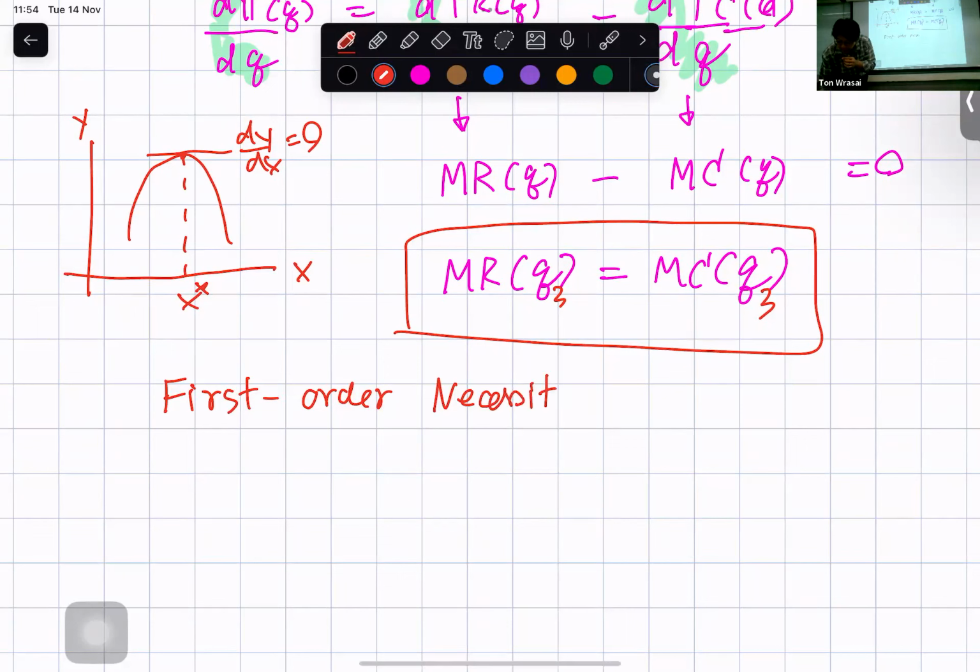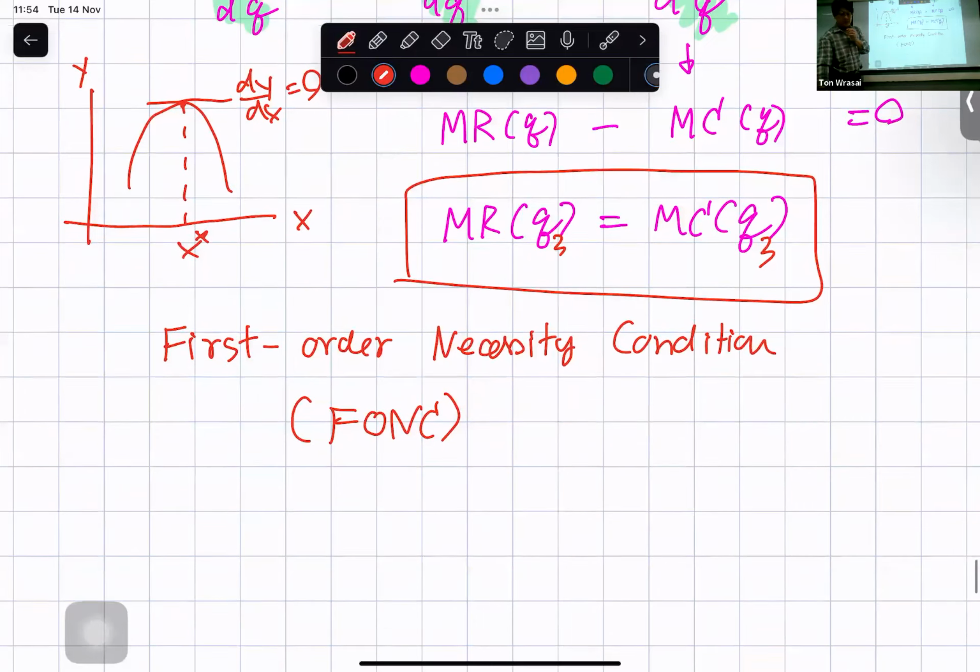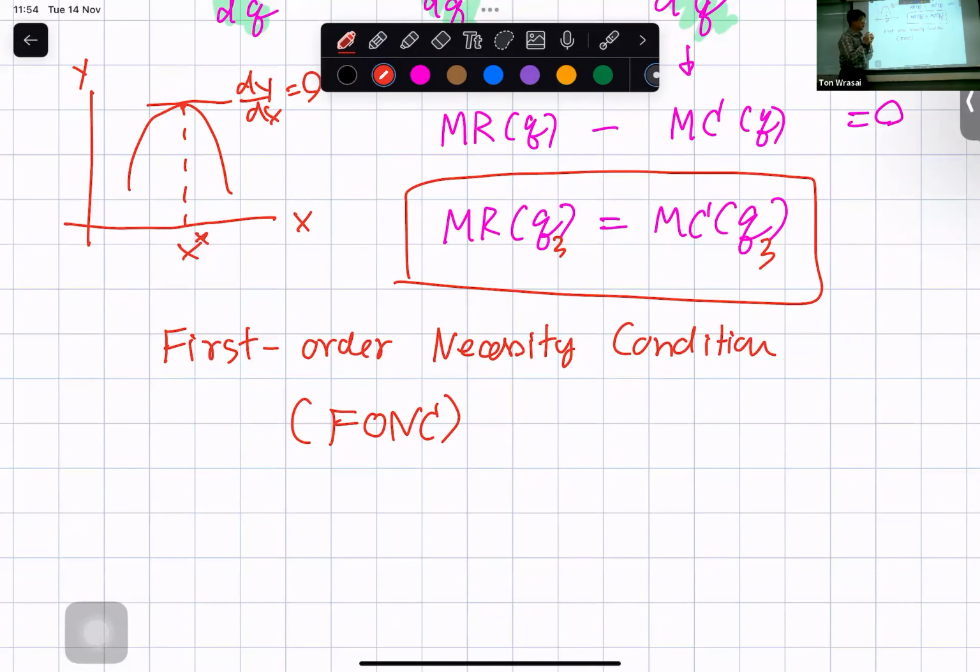Give it the full elegant name of this in case you want to know. FONC: First order necessary condition.